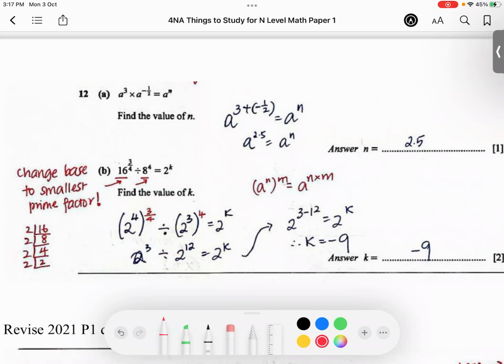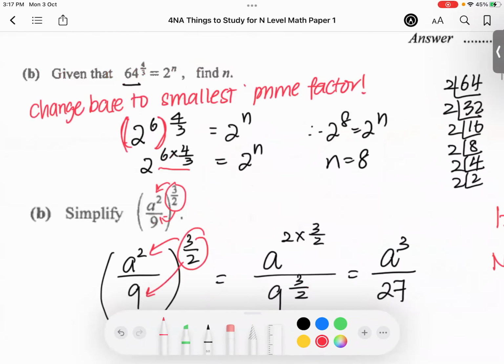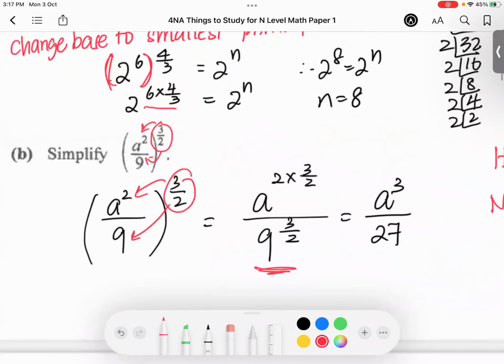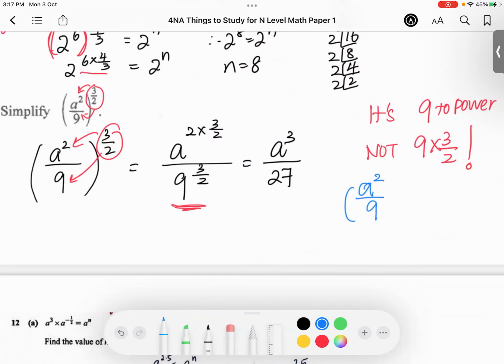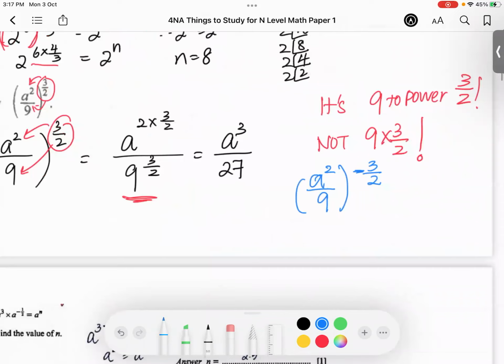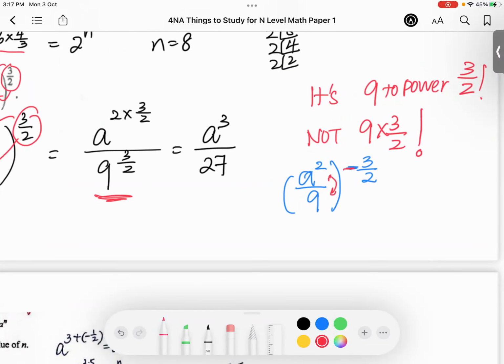Yes. Just now you showed the power is a fraction. What if it's negative? For example, I give you a square over 9 to the power of negative 3/2. This negative power means I switch the fraction. Switch the fraction, not switch the power. So this one will become 9/a square.